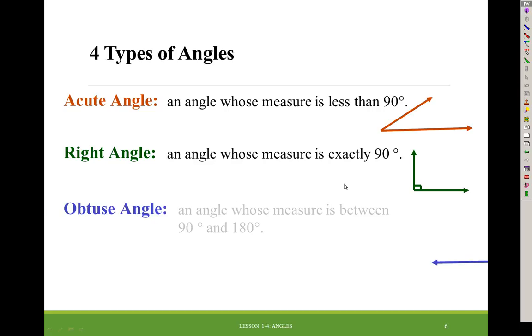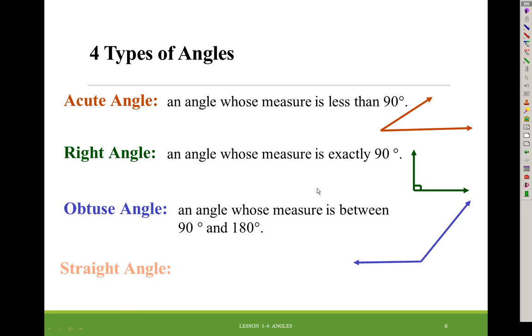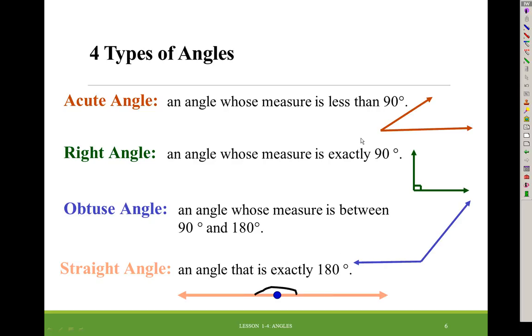Obtuse angle is greater than 90. Sometimes it'll say between 90 and 180. Obtuse, it's obnoxious, it's obtuse, it's big, big angle there. Or if it's exactly 180, that's a straight angle. It's a straight line, really, but it is an angle that's opened up that far. If you think of this measure going from the left end, wrap it around to the right end, that's a straight angle.